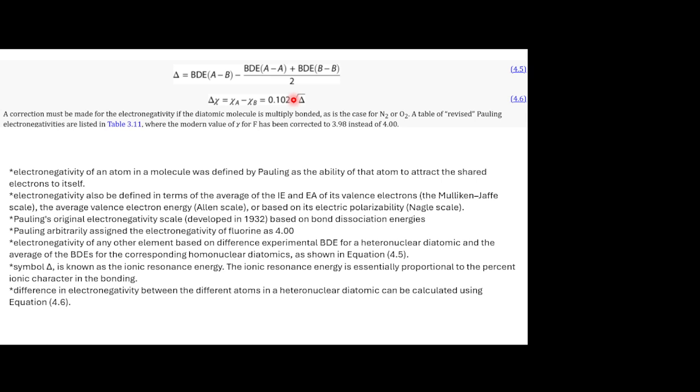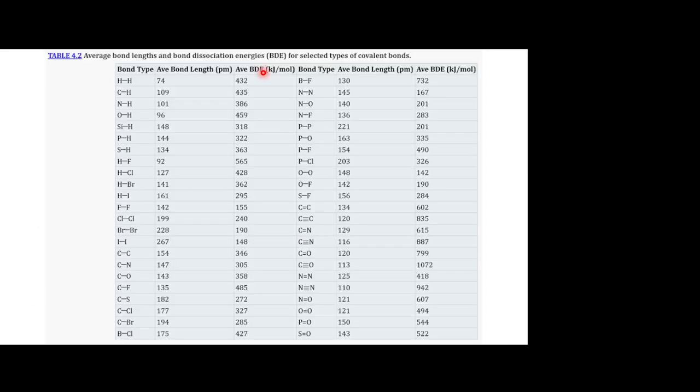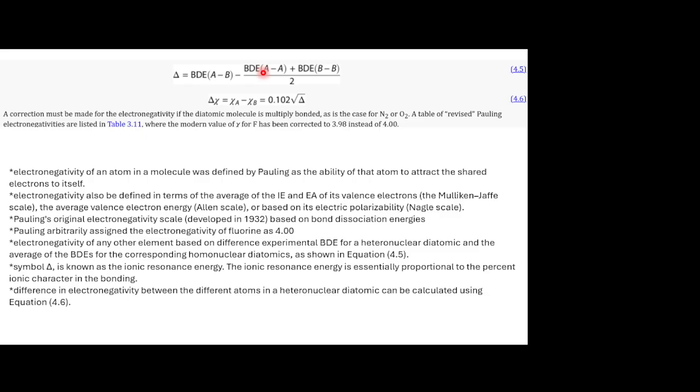What did you say BDE is? Bond dissociation energies. They're this big long thing that we had. And so this is another way we can go about measuring these electronegativities, often an experimental value that you can obtain by simply breaking bonds apart and seeing how much energy it takes.